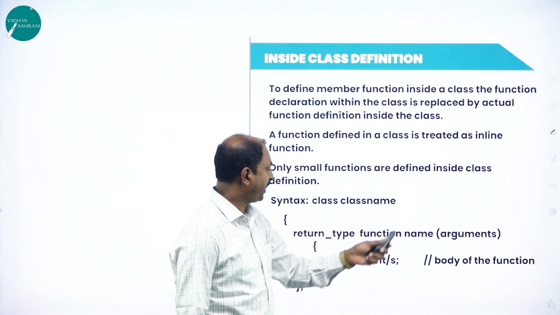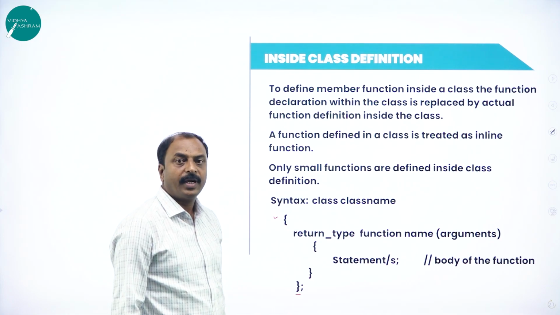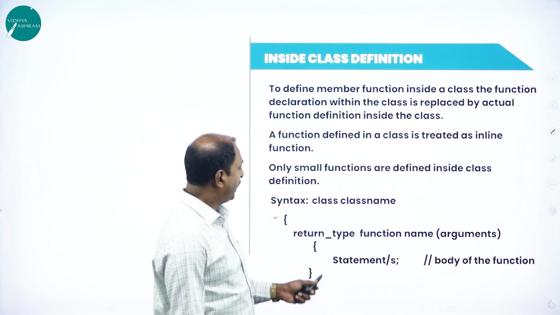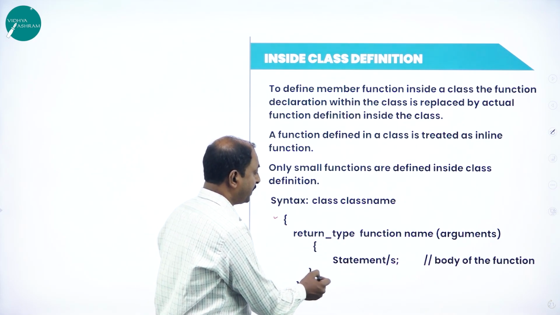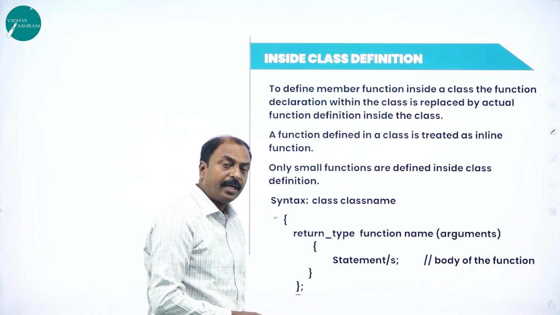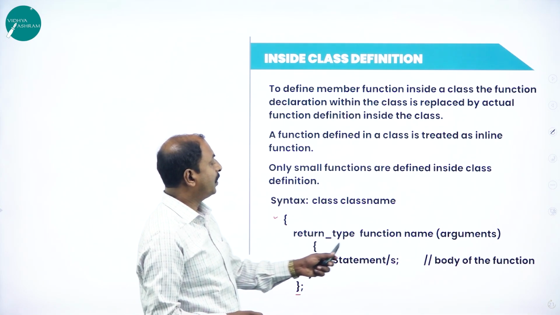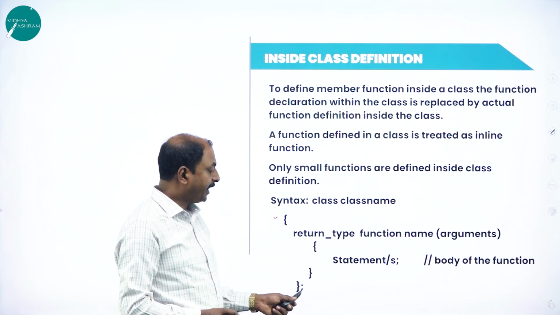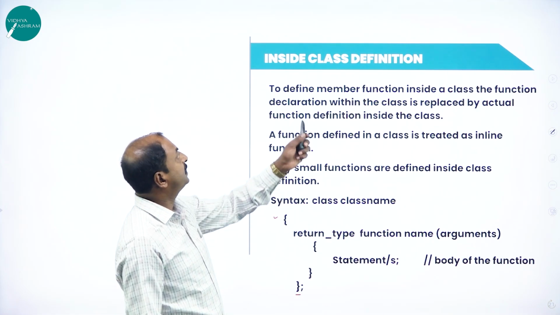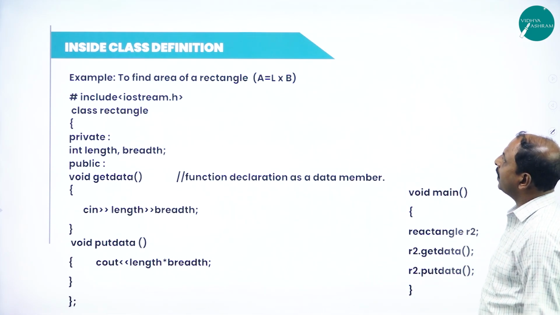Here class, class name, the class opens here and ends here, and in between we have a function. This is the return type, function name with or without arguments, and here the statements. These are the statements for this particular function, which is nothing but the body of the function. Anything we write between this pair of braces is the body of the function, and the class ends here. So this is the syntax of how we define a function inside the class. Now let us see this with one small program.